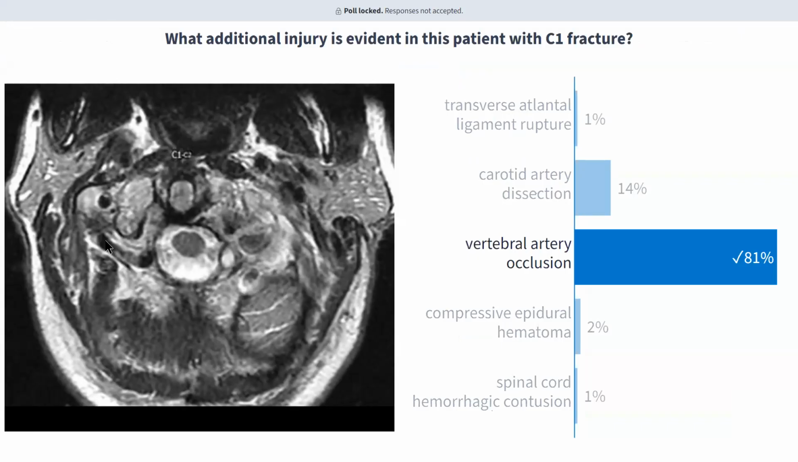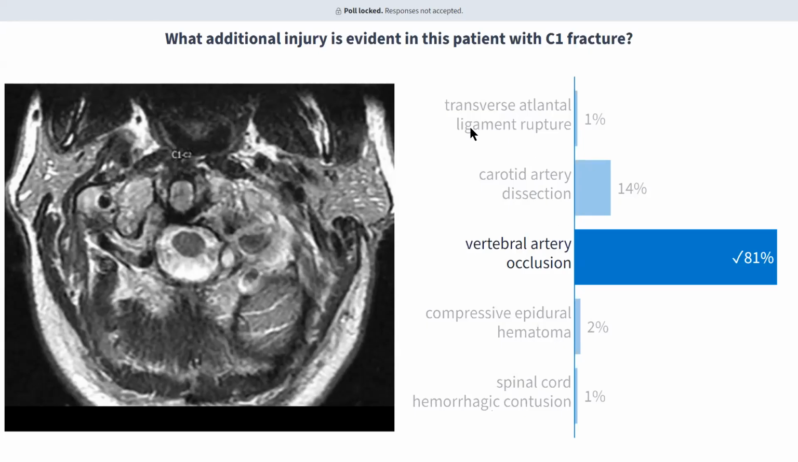So on the contralateral side, you can see a normal flow void to the vertebral artery while it's still in the transverse foramen and it's curving around here. Whereas here, we've lost the flow void, it's hyperintense, and vertebral artery occlusion is the diagnosis here. This may be due to dissection or other type of injury to the vertebral artery, and that has halted the flow. So you see a loss of the flow void here.